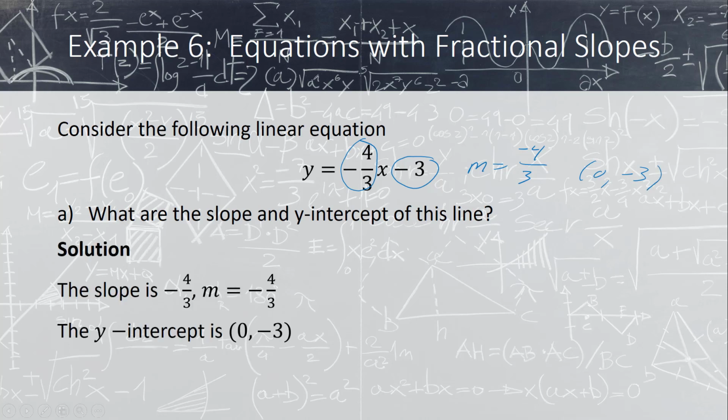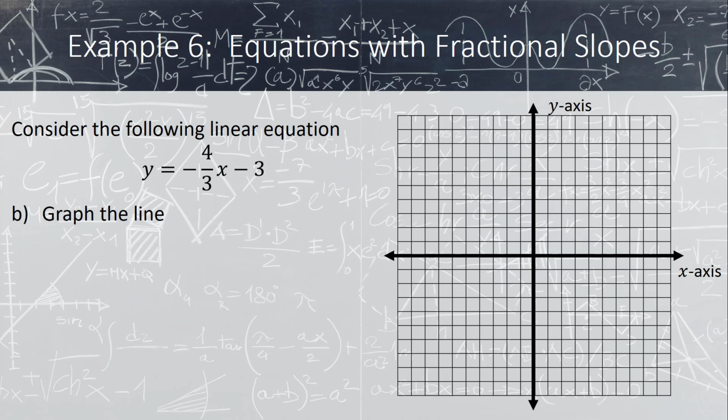Just like that. Okay, the last part of this is going to be to graph the line. Well, remember, we're going to do that by basically plotting 2 points. Now remember, this line is going to cross the y-axis at y equals -3. So let's plot that. -1, -2, -3, it's going to be right there. All right, awesome. Now we can use our slope to figure out the next point.